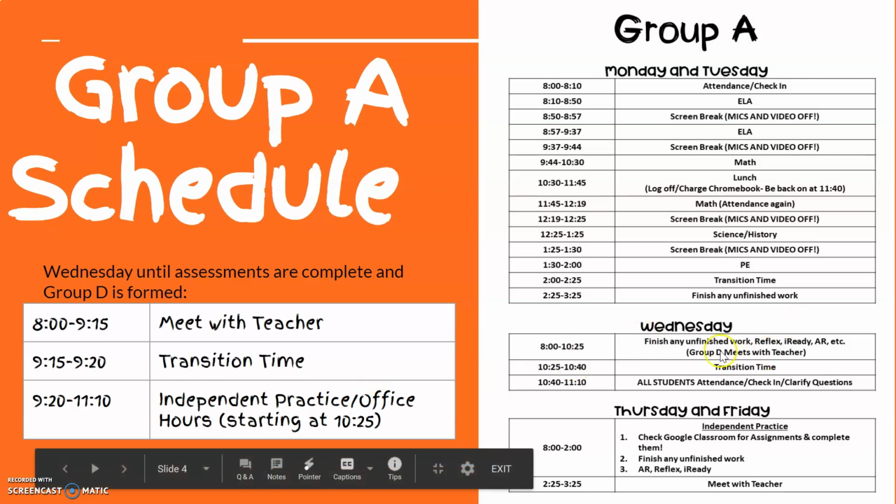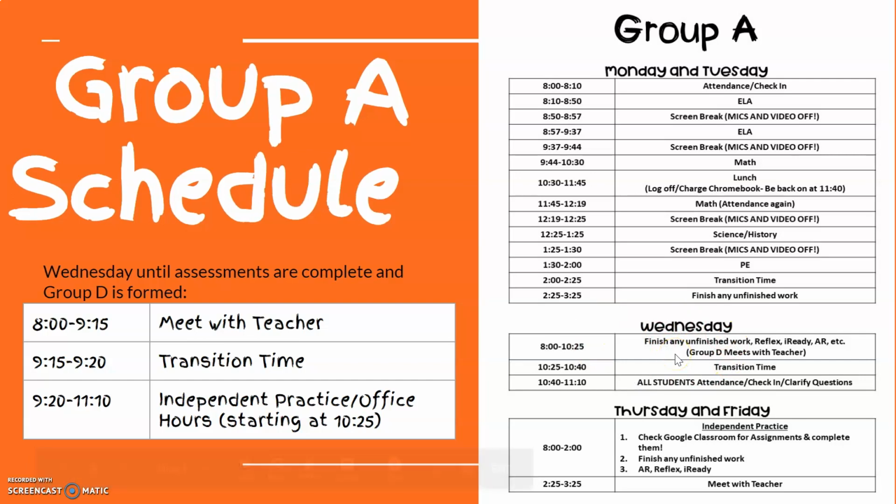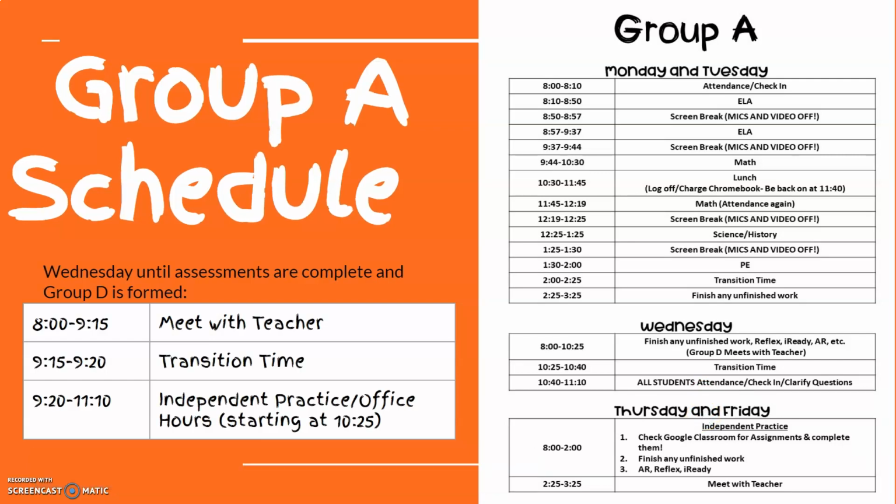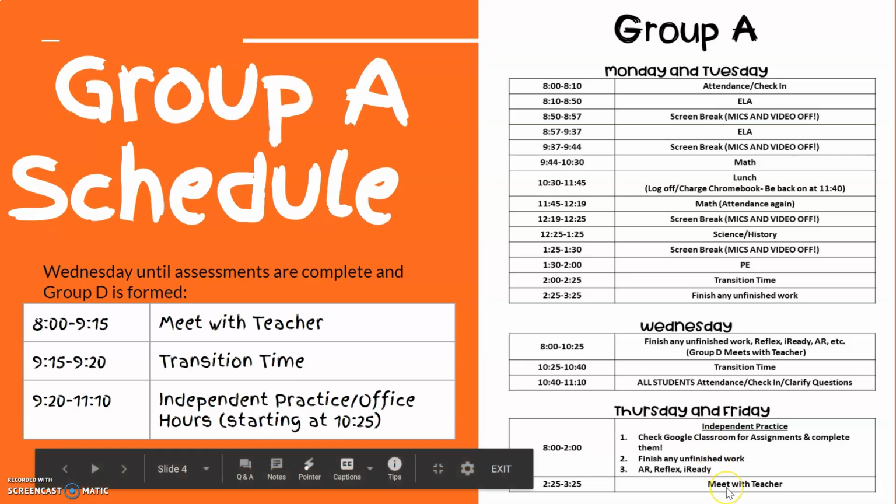Wednesday, eventually we'll be on this schedule here for Wednesdays, but for right now, because we don't have our intervention groups, because we haven't done any assessments since March really, we're going to follow this schedule for Wednesday, and eventually, probably around September, we'll shift to the district Wednesday schedule. And then Thursday and Friday for Group A is going to be mostly independent work, where we'll post assignments. They'll work on that on their own, and then they'll end the day with me from 2:25 to 3:25.